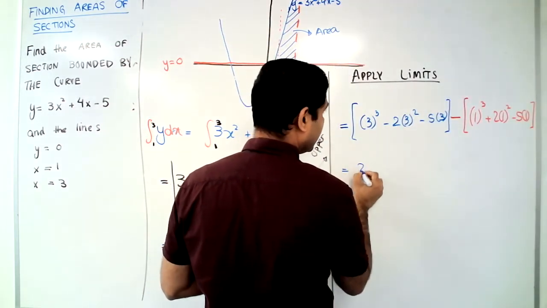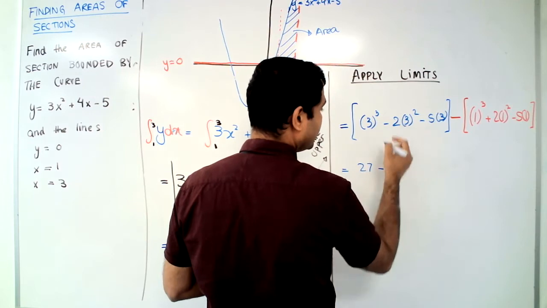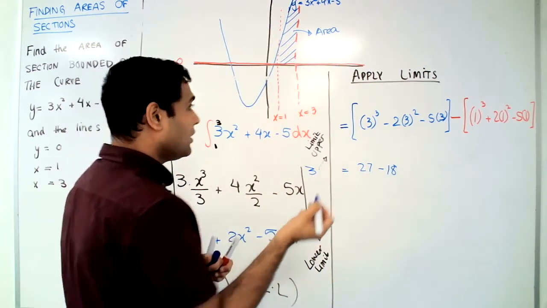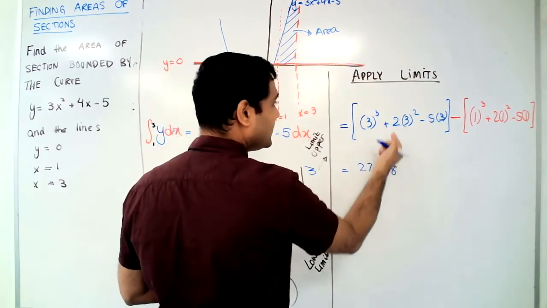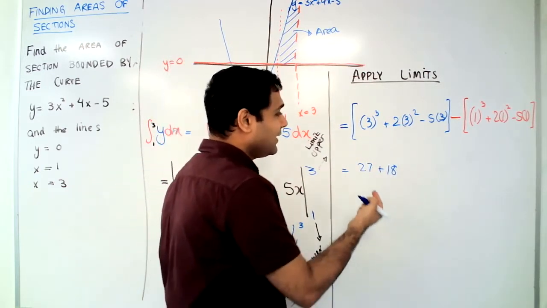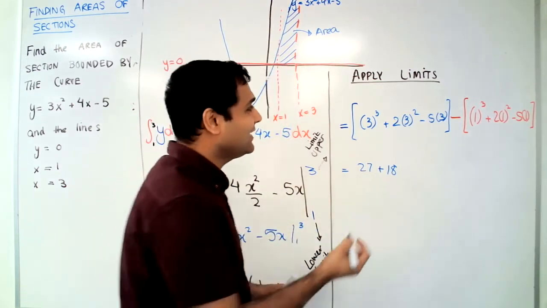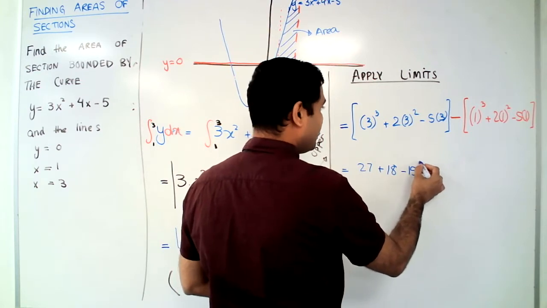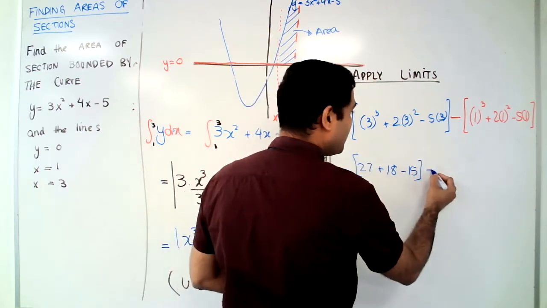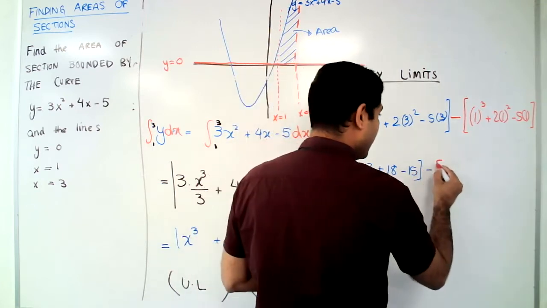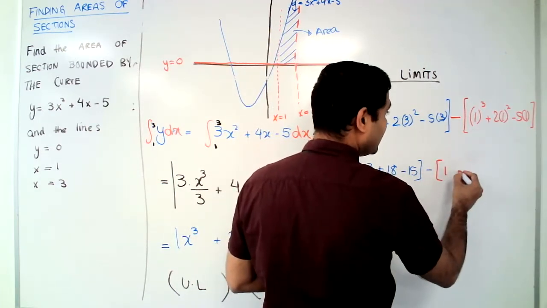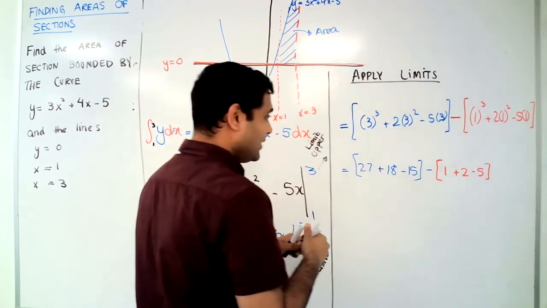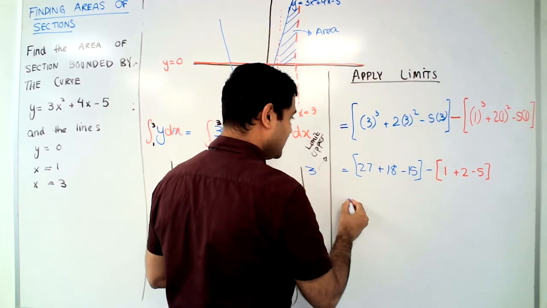Now find the value of this. So 27 plus 18. Come on, it's a plus, it's not a minus. Pay attention. So you got 27 plus 18, and then minus 15. Thank you, Muhammad. Okay, so I got that bit. Minus 1 plus 2 minus 5. Okay, what's the answer? Anyone got an answer?